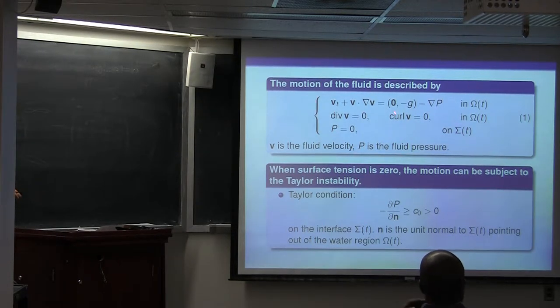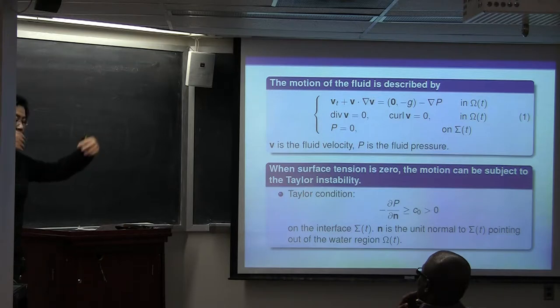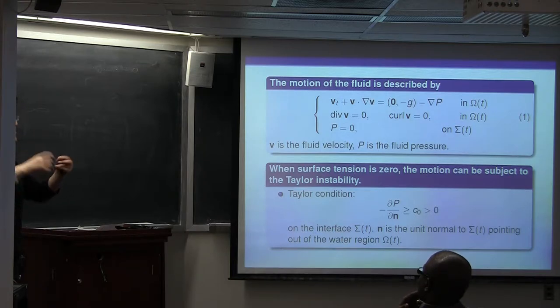Now, in particular, without surface tension, we know that surface tension has a stabilizing effect. If surface tension is neglected, the motion can be subject to the so-called Taylor instability. The Taylor condition requires that negative dp/dn is strictly positive, where p is the pressure and n is the outward unit normal of the interface. This means that the pressure should be increasing inward. If it is decreasing inward, there's a force ripping open the fluid, and a bubble will form. If a bubble forms, the thing is unstable.